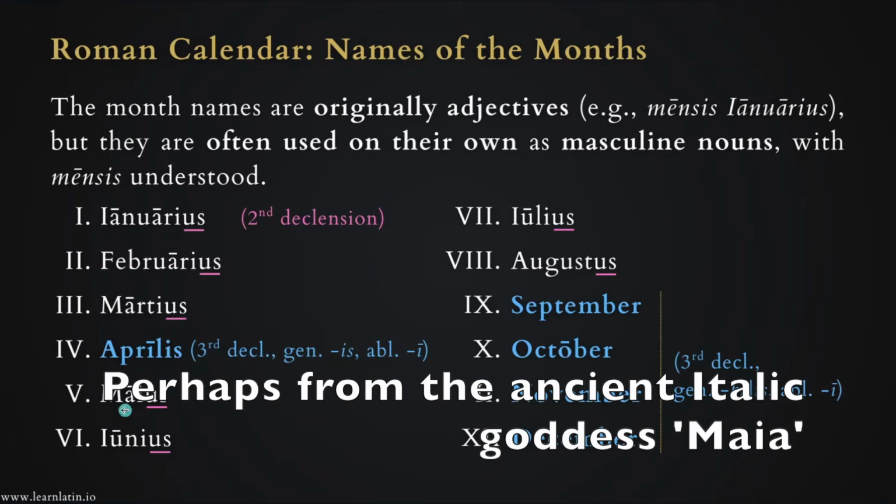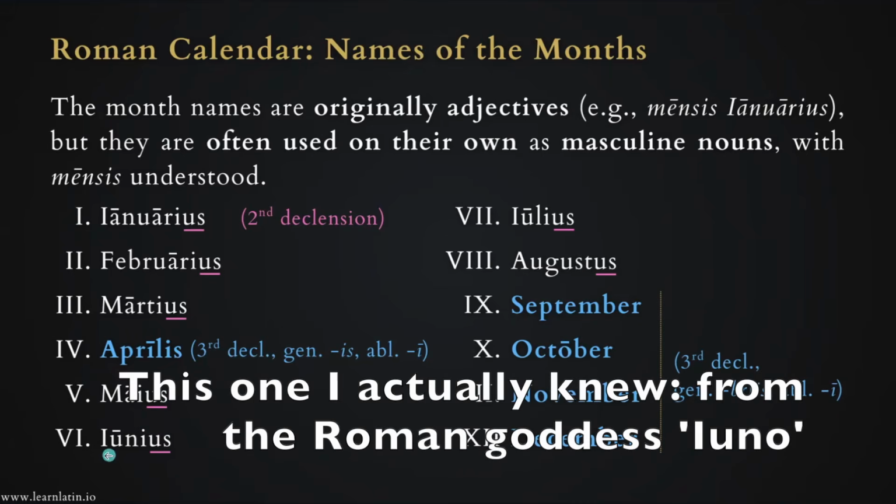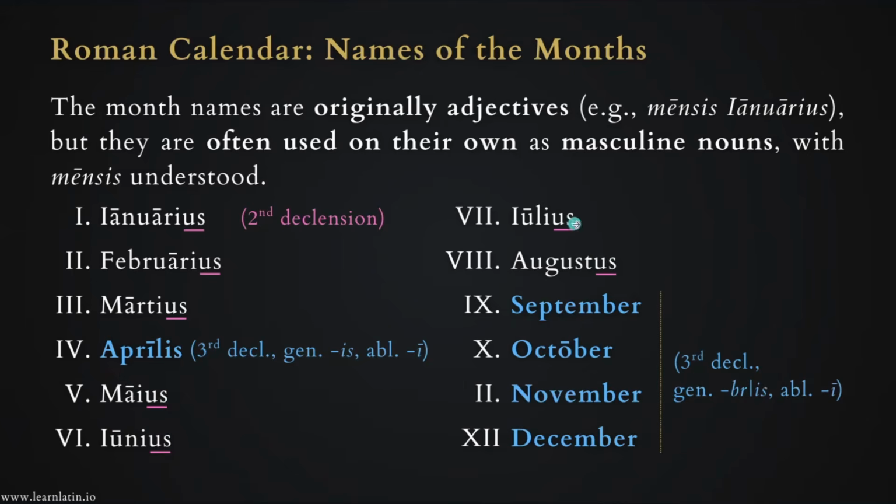Maius, I'm not sure. Maybe there is a reason it's called Maius, but I don't know it. Junius, same thing. I'm not sure. Julius and Augustus, as you may know, Julius from Julius Caesar, Augustus from Octavianus Augustus, the emperors, right? Who named the months after them.